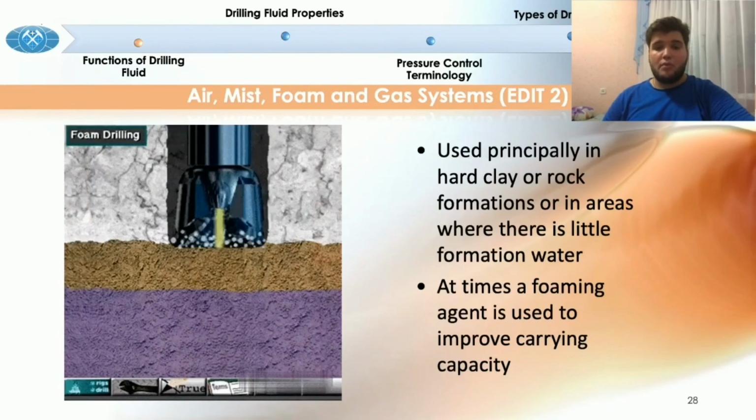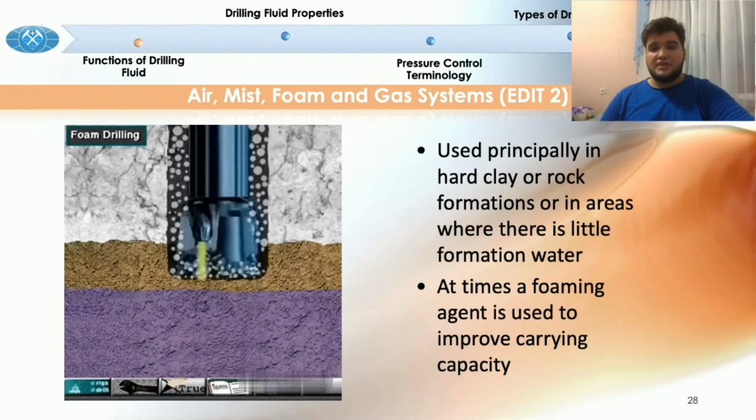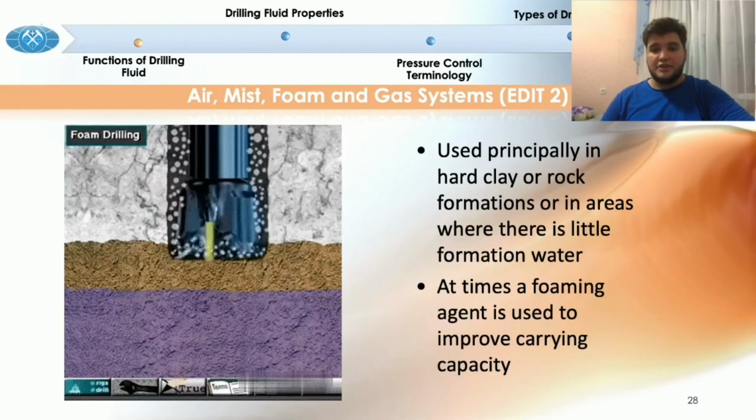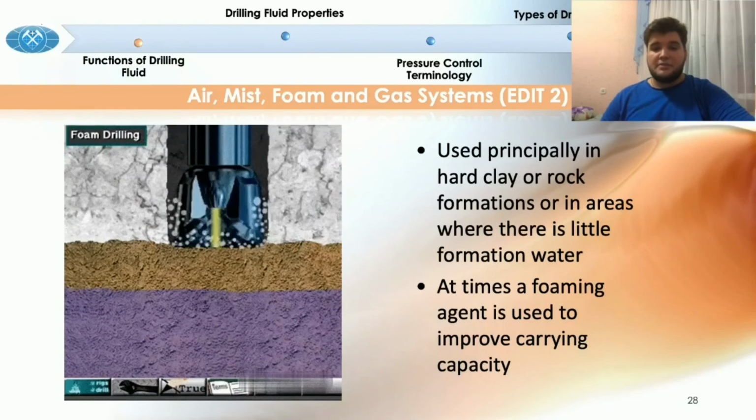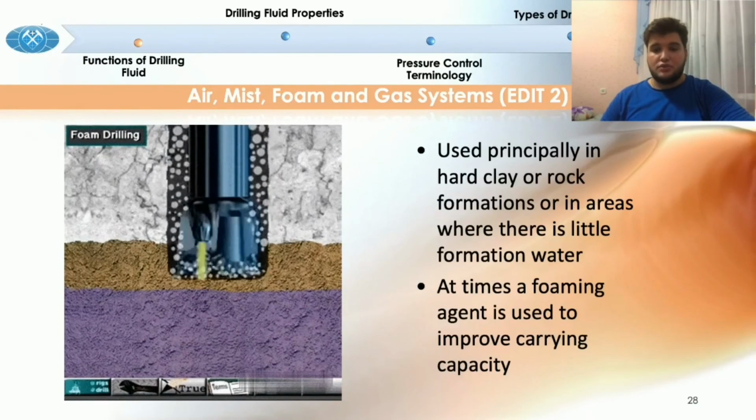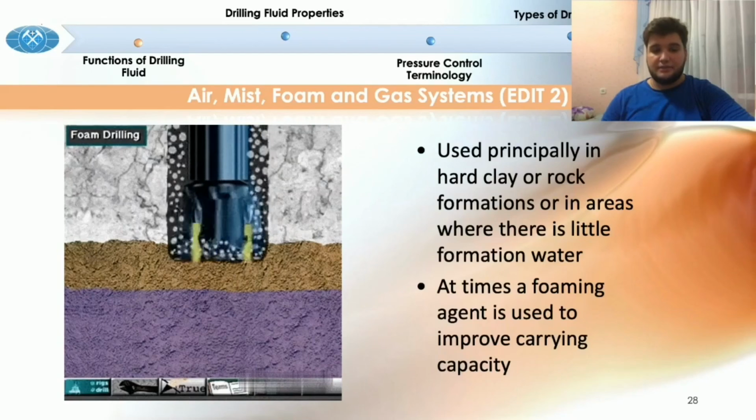Air, mist, foam, or gas systems. Used principally in hard clay or rock formations, or in areas where there is little formation water. At all times a foaming agent is used to improve carrying capacity.